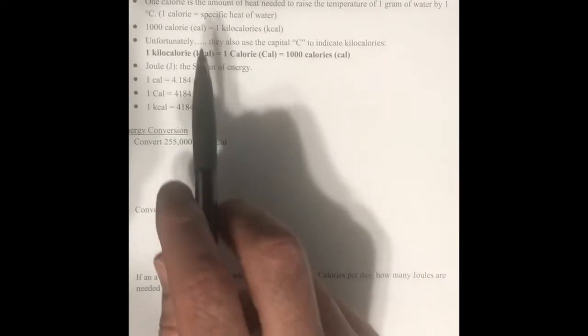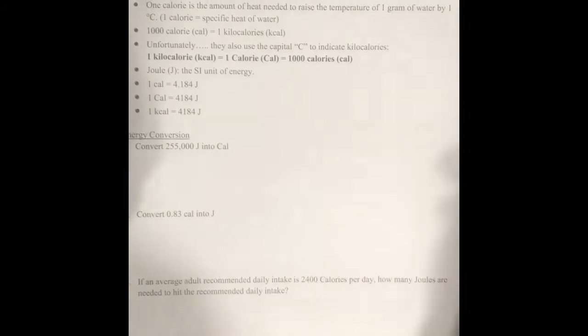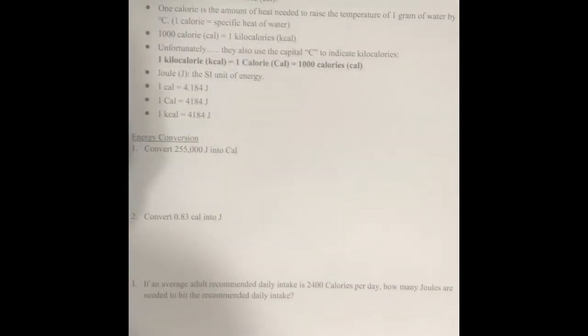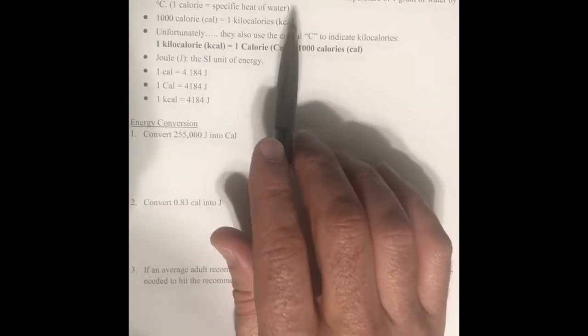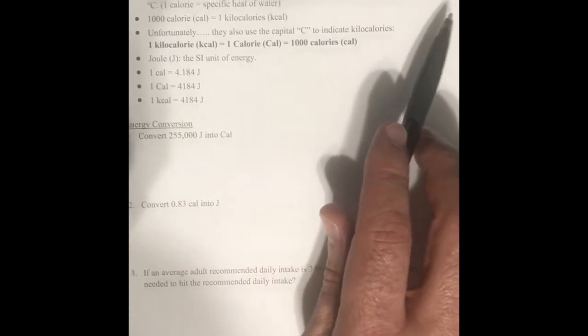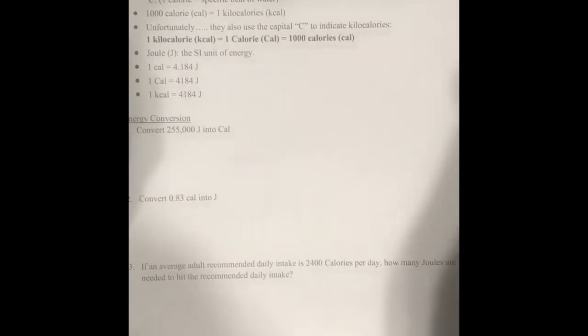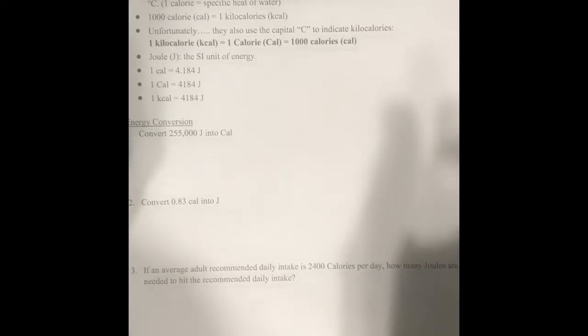So the most common unit of energy is called the calorie. As it says here, 1 calorie is the amount of heat needed to raise the temperature of 1 gram of water by 1 degree Celsius. So in other words, if you had 50 grams of water, in order to raise that 50 grams of water 1 degree Celsius, you would need 50 calories. Okay.